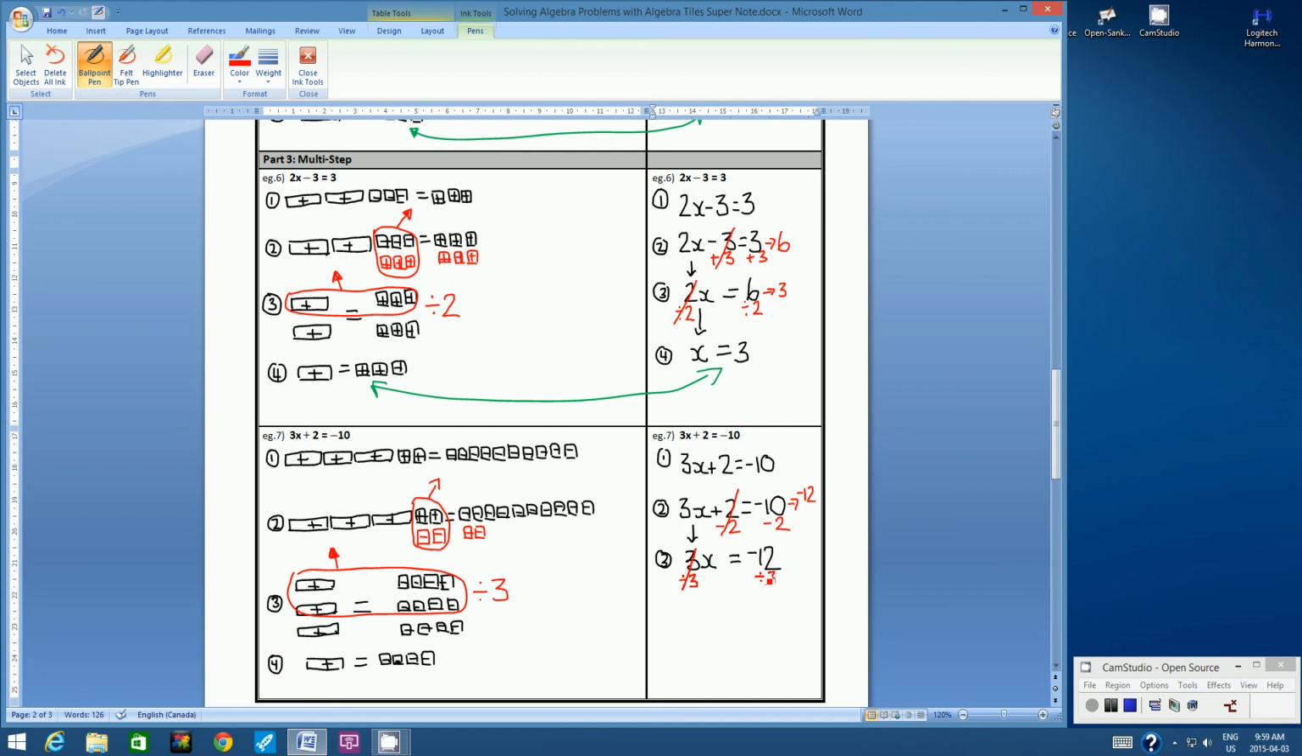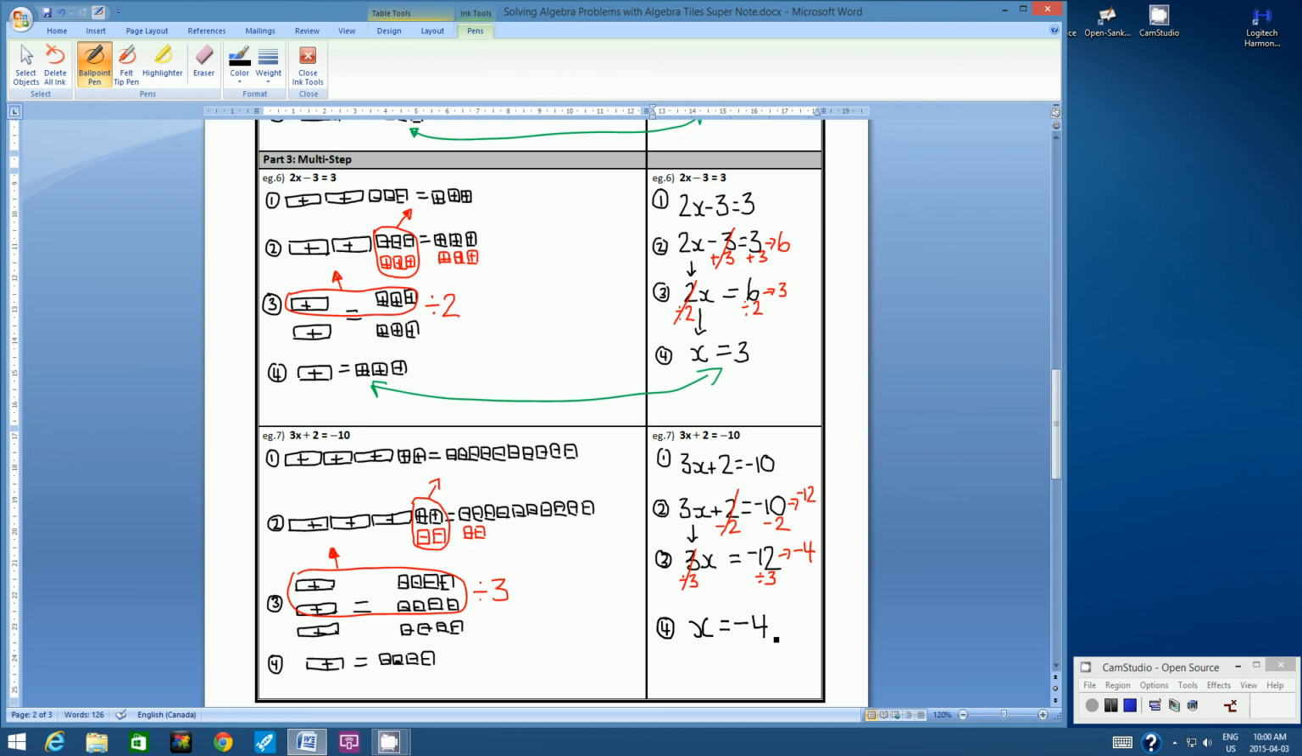Negative 12 divided by positive 3. Well, negative divided by a positive is going to be a negative. 12 divided by 3 is negative 4. Okay? Finally, step 4, we write what remains. 3 divided by 3 cancels each other out. We're left with x alone, which is what we wanted, equals negative 12 divided by 3 is negative 4.